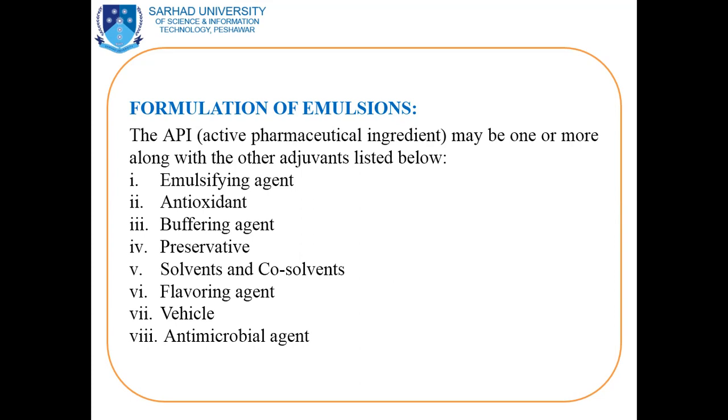Before going to discuss the formulation of emulsion, first of all we should know that there are certain ingredients. The active pharmaceutical ingredient is necessary for each dosage form to mention the quantity of the drug on the label claim. If you check any dosage form, like an orally taken formulation, that is pharmaceutical emulsion in nature, or any other dosage form, you can see the active pharmaceutical ingredient, maybe one or more than one ingredient, mentioned along with the name. The quantity that is utilized in the formulation is also mentioned.